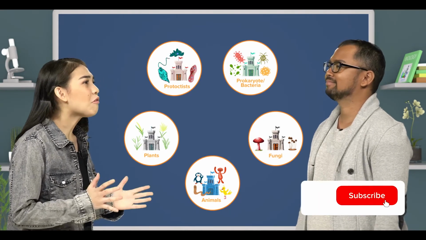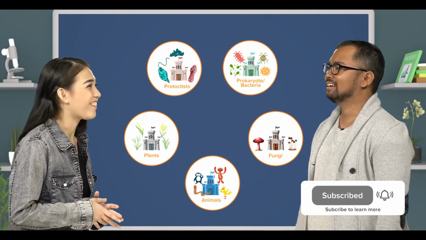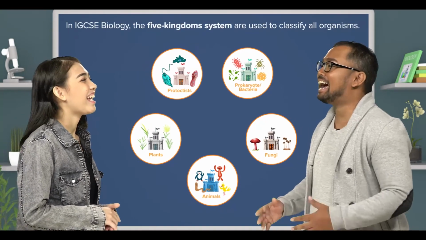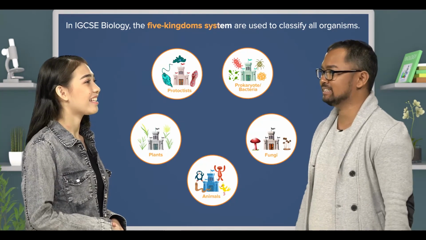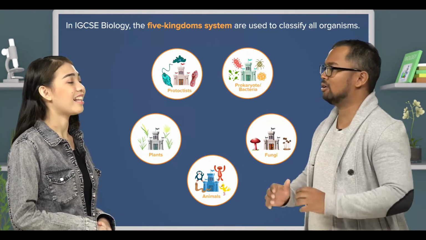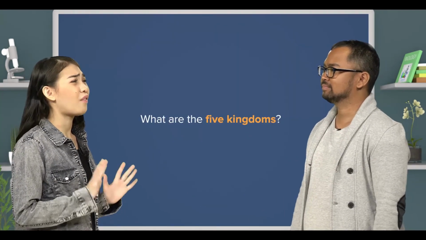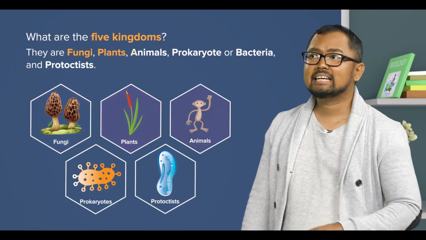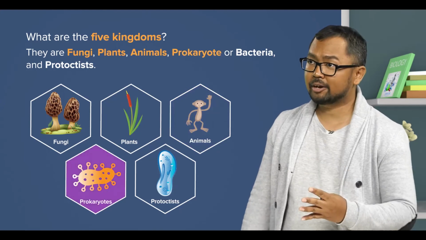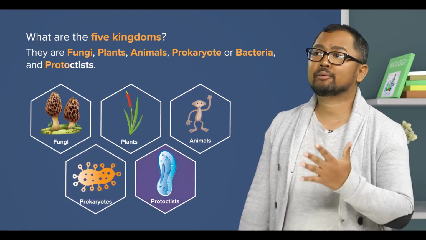Kingdoms? It sounds like a kingdom in an online game. Yup. In IGCSE biology, we use the 5-kingdom system to classify all organisms. What are those 5 kingdoms? They are fungi, plants, animals, prokaryote or bacteria, and protists.